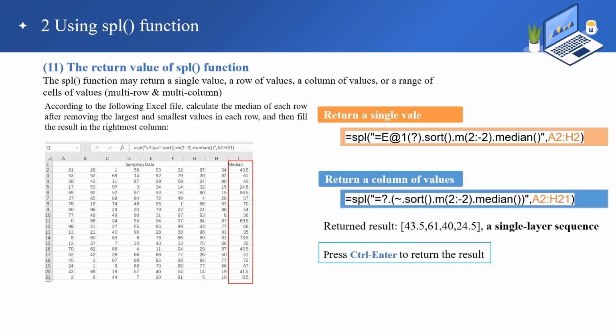Actually, you can also return a column of data to directly calculate out the results of all rows. The method is simple. First, pass in all the data to be calculated, and then use a loop function to perform the calculation. This is the returned result, which is a single-layer sequence in SPL and will be displayed as a column of values in Excel. It should be noted that when the return value is a column, you need to press Ctrl-Enter to return the result, and the result will be displayed as a column starting from the current cell. Seeing this, careful readers may ask, is there a method to display the results as one row? Yes, we will talk about it later.